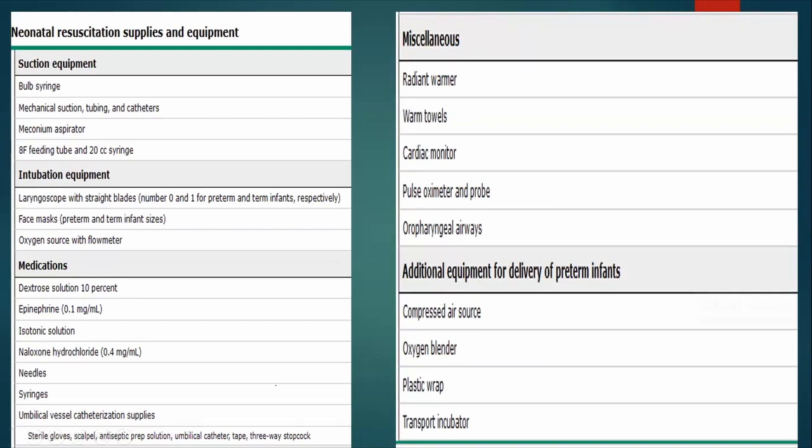Additional equipment, depending on the type of positive pressure ventilation equipment used, might include a compressed air source or an oxygen blender. For the self-inflating type of positive pressure ventilation equipment, we need compressed air, and plastic wrap to maintain the patient's temperature. After we successfully resuscitate and stabilize the child for transportation to a higher institute, you might require a transport incubator that is already heated.